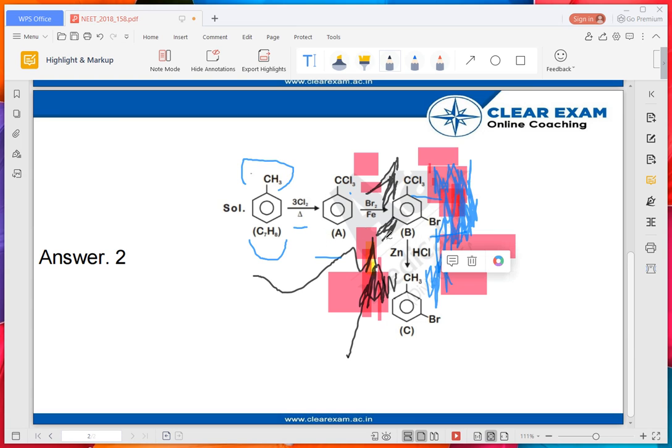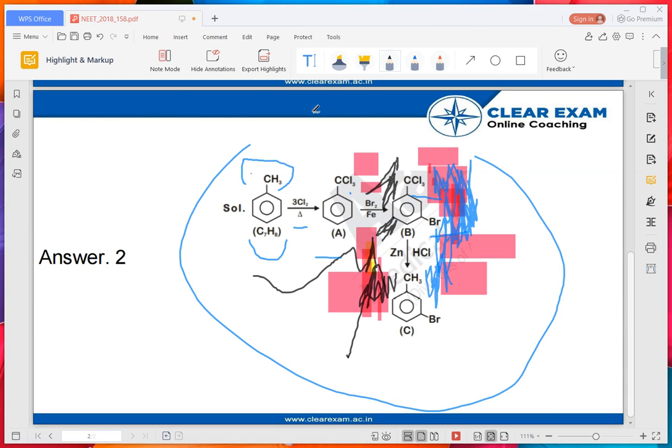This is also an NCERT question. If you know the NCERT, then you can understand how this reaction is going on. Combining CH3, CCl3, Br2 reacts to form this Br. Then on zinc, there is one change going to form, which substitutes Cl3 and forms CH3.